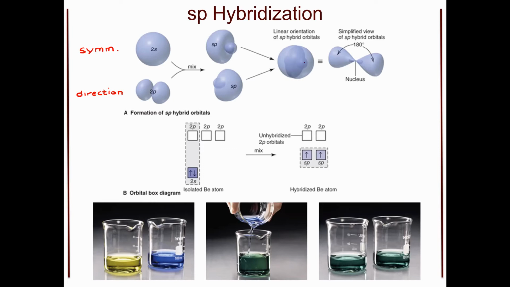But when we actually put them together in a molecule, notice that we have now taken the best parts of two orbitals, the symmetry of our s orbital, and now given it directionality and put it along the axis. And you can now see that with a simplified view here of our new orbitals. This is what gives us the 180 degrees that we are expecting for our molecular geometry.